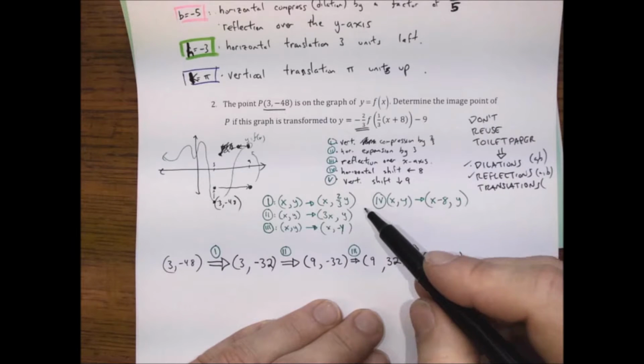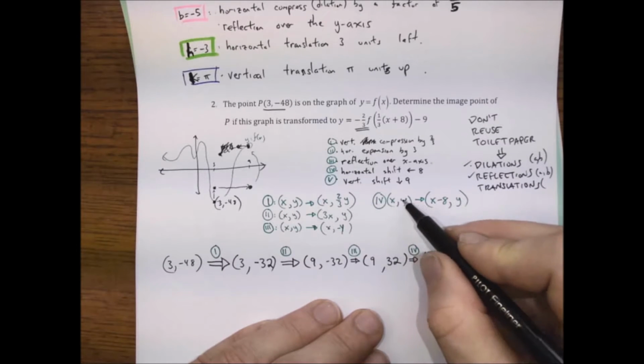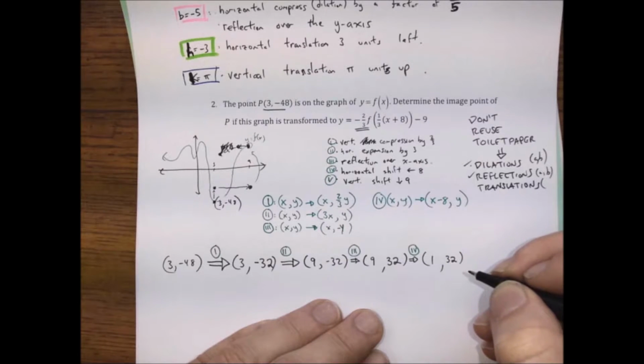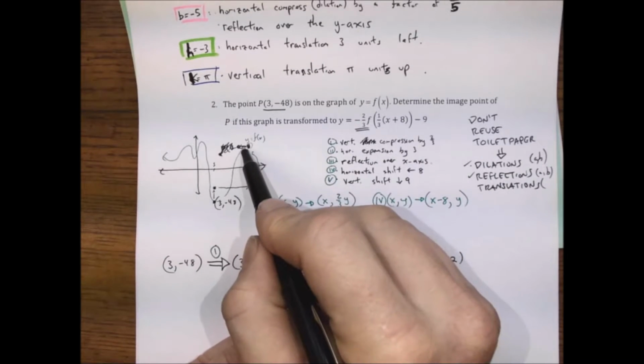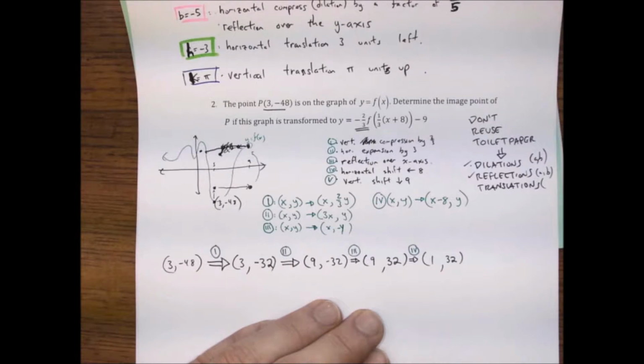Instead of, it looks like my y is going to stay the same. It'll still be at 32. But my x value is going to be 8 less. 8 less than 9 is 1. So actually that wasn't to scale. I guess it needs to go over here. Not that this is a to-scale diagram anyhow.